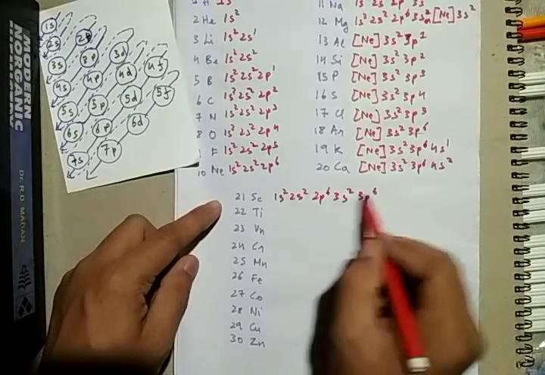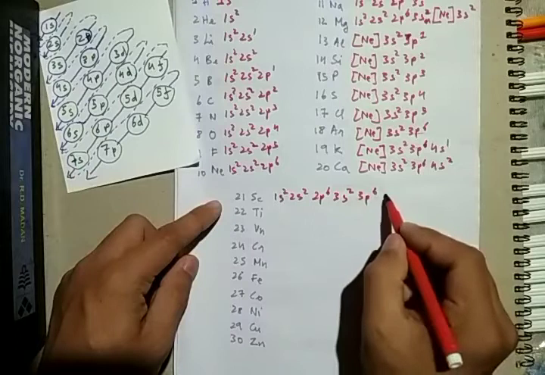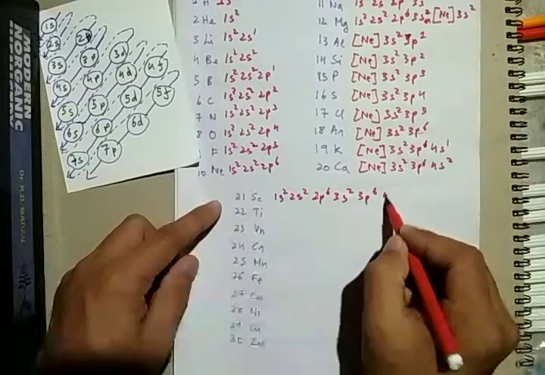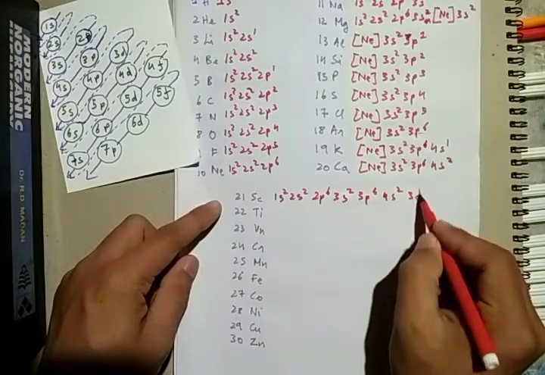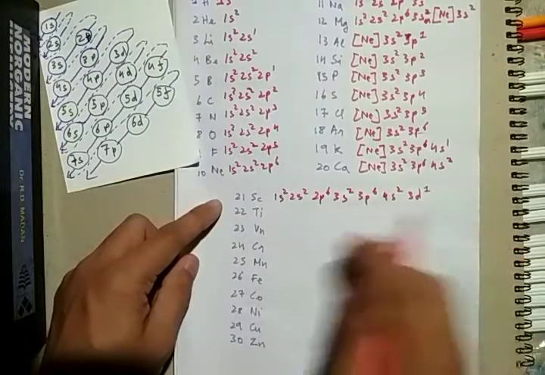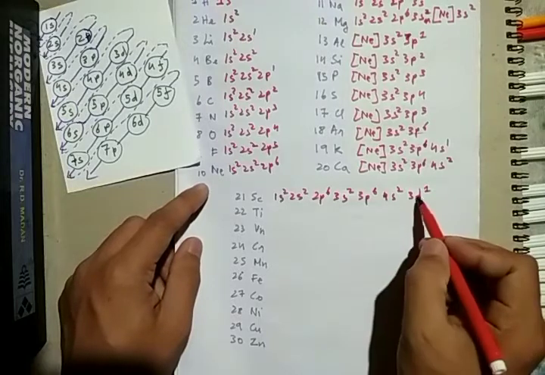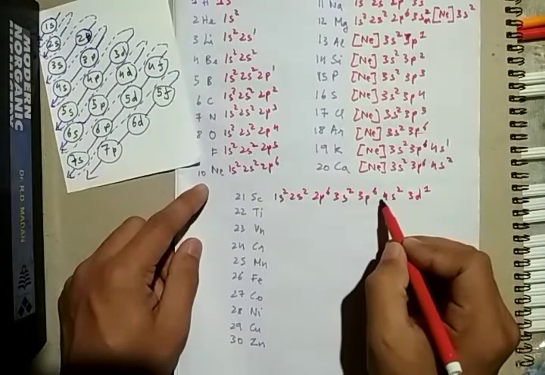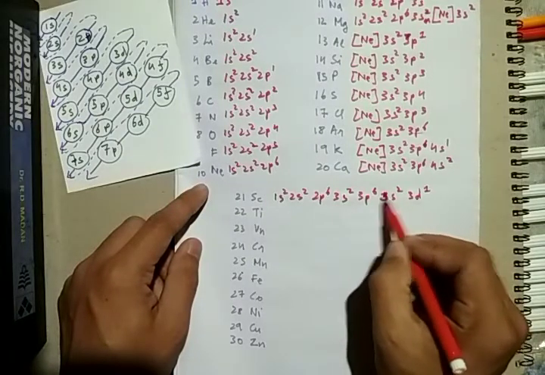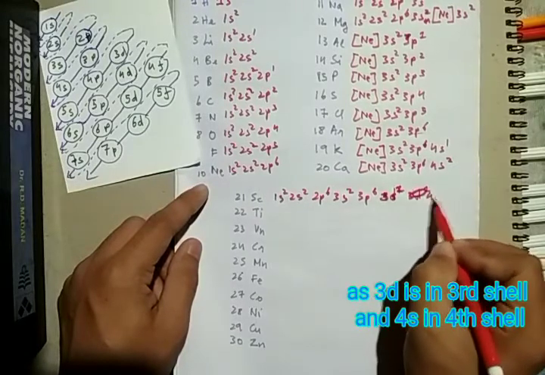So 10 plus 4s2, 3d1. This becomes 21. In the actual case, 3d is usually written before 4s. So we can write 3d1 and then 4s2.